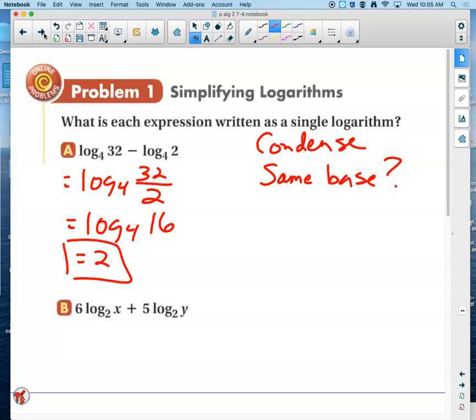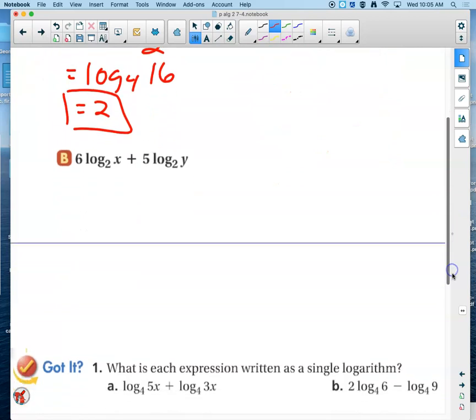All right, so condensing. That one only had subtraction. This one has 2 pieces to it. Now, the first thing I'm looking for again is, are they both the same base? Are they? Second thing I'm noticing is that 6 shouldn't be out in front like that. How did that 6 get there? What makes it multiplication? A power. So it's got to go back up, just to the x, because the 6 is only in front of the x term.